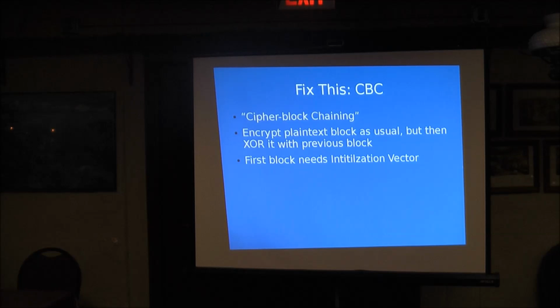So the way we fix this is with cipher block chaining mode. So this time, we're going to encrypt the plaintext block just like we did before, but then we're going to XOR it with the previous block. And then since the first block had nowhere to go with that, there's this initialization vector. So that's if you got through... Initialization. Yeah. Okay, I didn't spell check well.